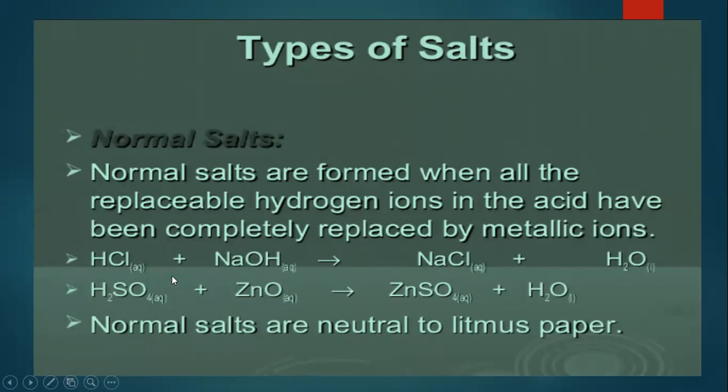Examples are HCl reacting with base NaOH to give you salt NaCl plus water. In this HCl, there is only one replaceable hydrogen ion which is completely replaced by sodium ion, and the product is NaCl. In this salt, there is no hydrogen or hydroxide ion, so it is a normal salt. In the same way, sulfuric acid reacts with zinc oxide to give you zinc sulfate. Again, in this formula, there are no hydrogen or hydroxide ions, so it is a normal salt.